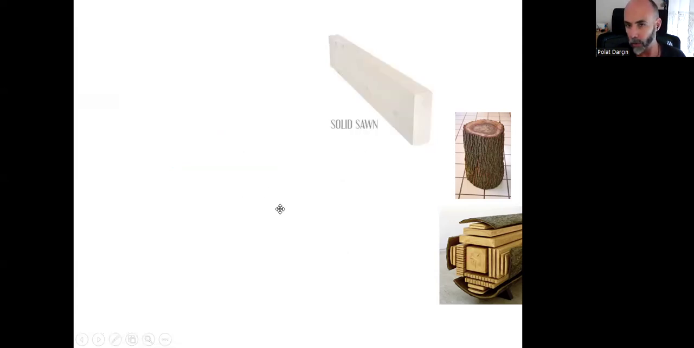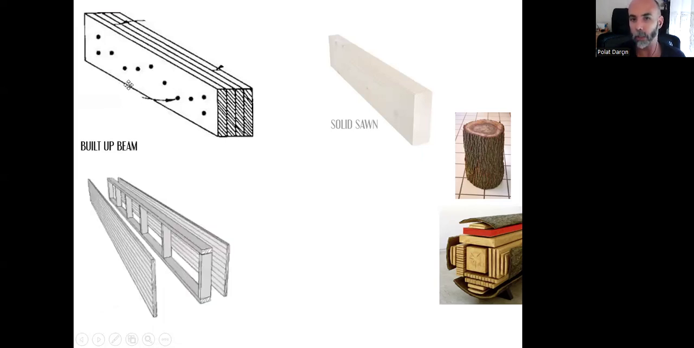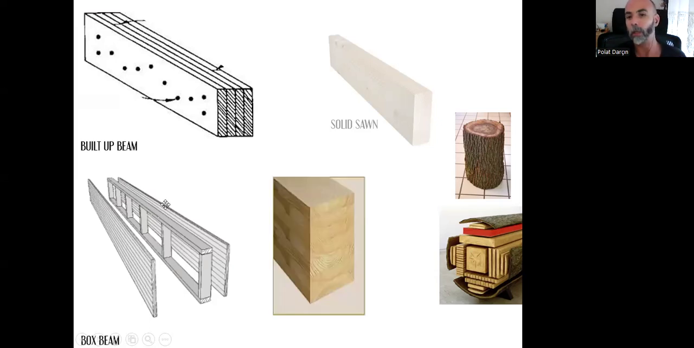And instead of a solid sawn single piece beam, we can have smaller pieces and again create these built-up beams, connect them with bolts and metal steel sheets, or we can have these box beams. It can be lighter for us. Again, glue laminated timber is another option.